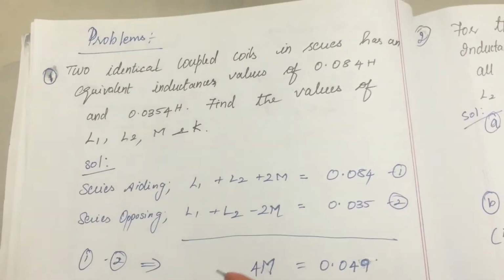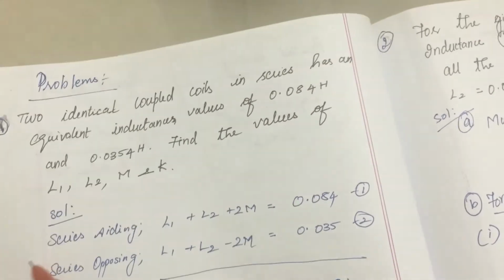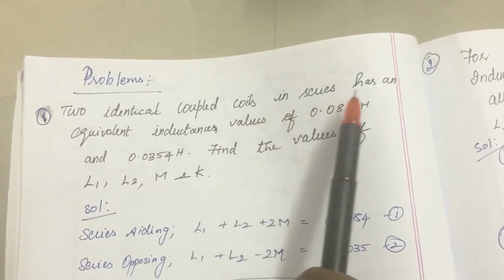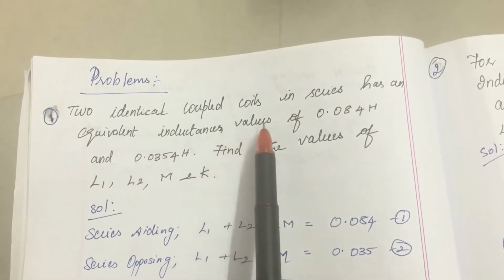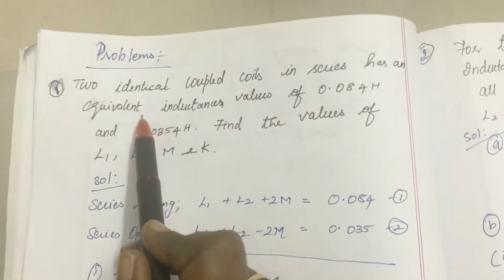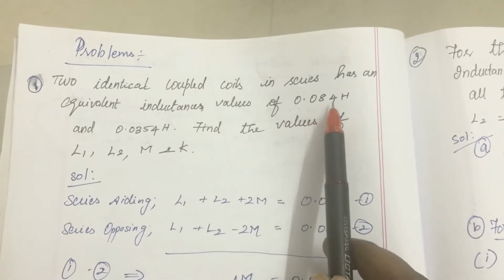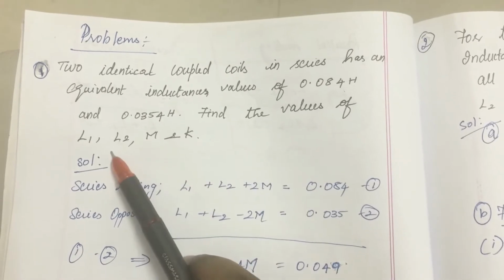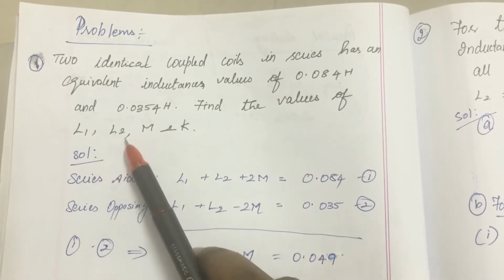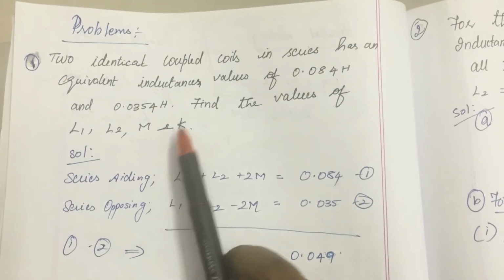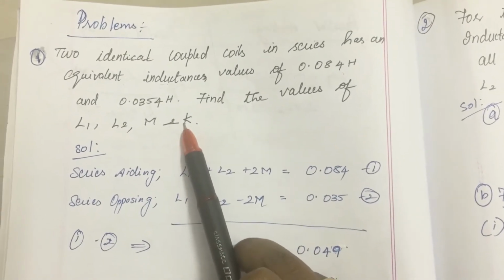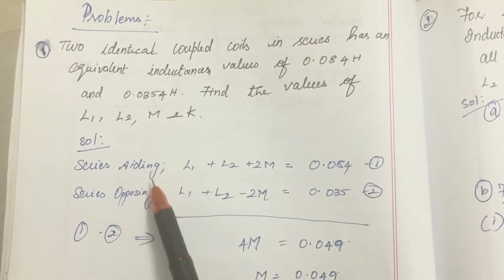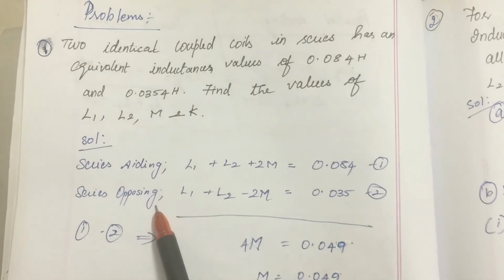Now let us discuss some problems based upon the coupled circuits. The first problem statement states that two identical coupled coils in series have equivalent inductance values for the first and second LEQ. Find the self-inductances of the coils L1 and L2, the mutual inductance of the coils, and the coefficient of coupling K. So we have series aiding and series opposition equations.